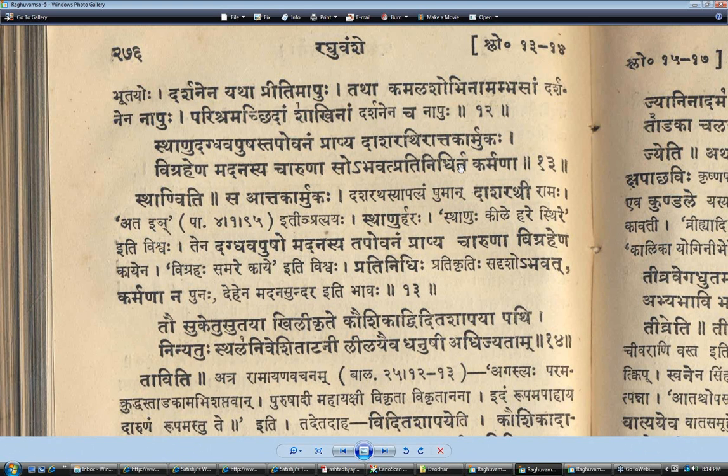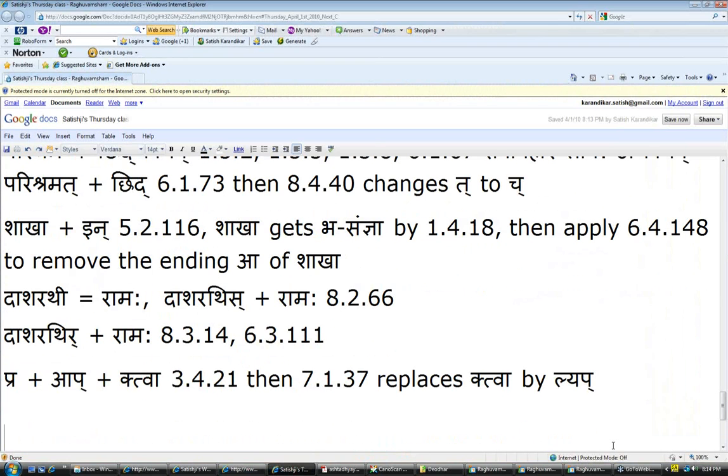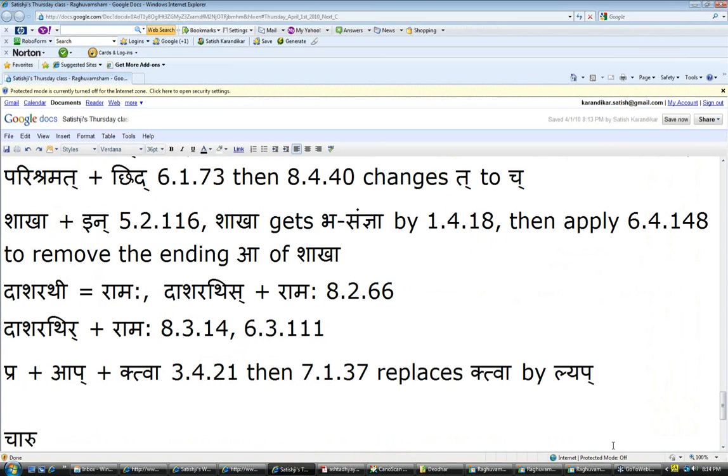So that's why he puts this whole clause first: sa attakarmakah dasharathih tapovanam prapya. Then he says charuna vigrahena. The word charu is the same as charming. Charu is the same as charming. So remember that very easy word. I think maybe the English word charming may have come from that. So charu equals charming. It's an adjective. I think this is not in the Gita, but it means charming.